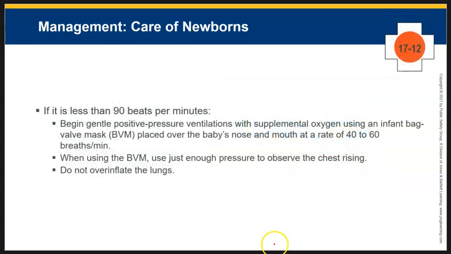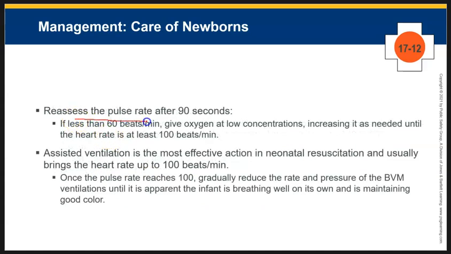If it's less than that, a lot of times it's associated with the respirations of the infant, and so we want to begin using a BVM with an infant-sized mask placed over the baby's nose and mouth, and we're breathing for them at 40 to 60 breaths per minute. We use just enough pressure, as we always do with the BVM, to observe chest rise, being careful not to overinflate the lungs. After 90 seconds, we can reassess the pulse rate.